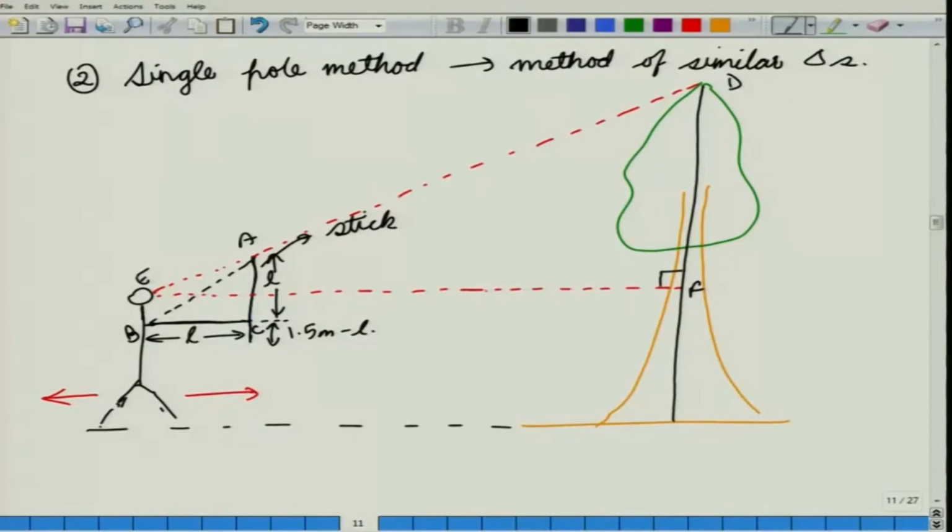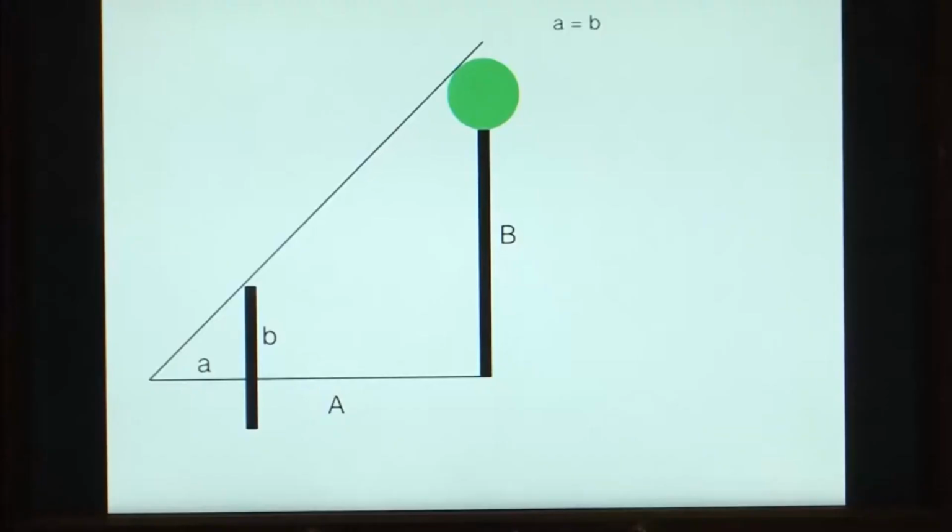Now, because this length is a small length, we can consider that in these two triangles this angle is equal to this angle. Both these angles are 90 degrees, and this angle is equal to this angle. So, which would make both these triangles similar. So, now looking at the slide.